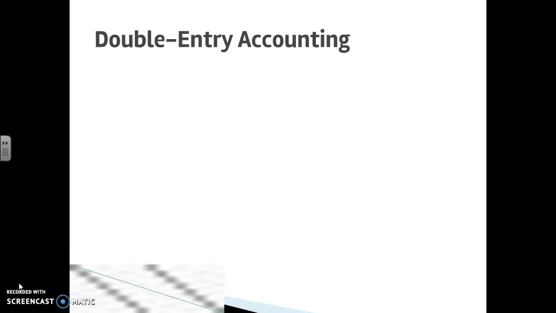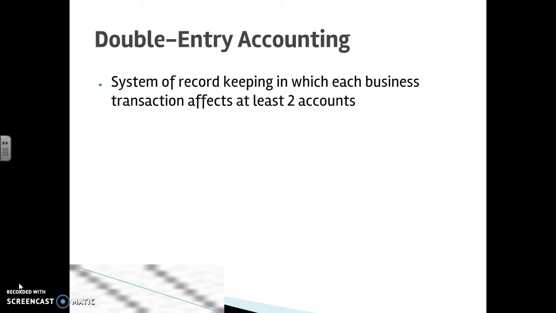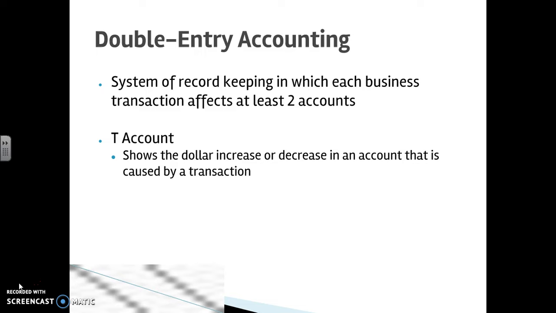All right, double entry accounting. What exactly is double entry accounting? It is a system of record keeping in which each business transaction affects at least 2 accounts. Now, in more complex transactions that we will be going over later on in the semester and in the year, you might have a transaction that's going to affect more than 2 accounts, but it will always affect at least a minimum of 2. In order to take a look at how accounts are transacted, we'll use T accounts. And a T account shows the dollar increase or decrease in an account that is caused by a business transaction.